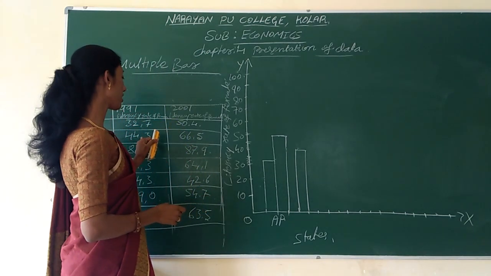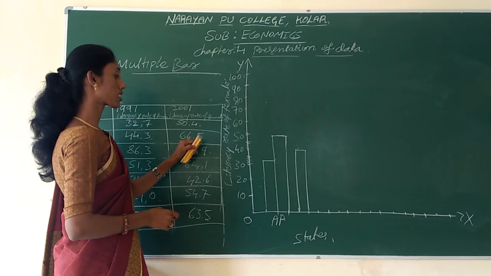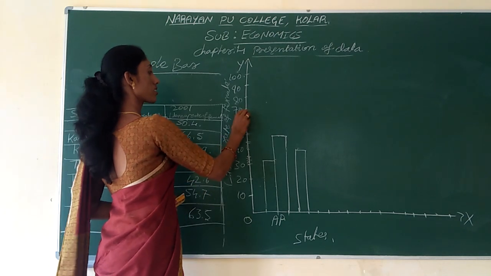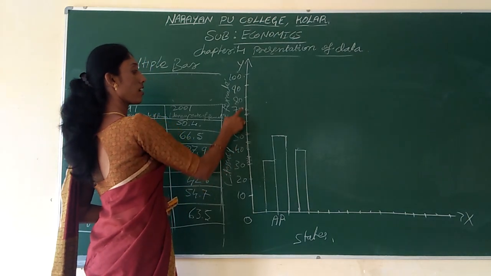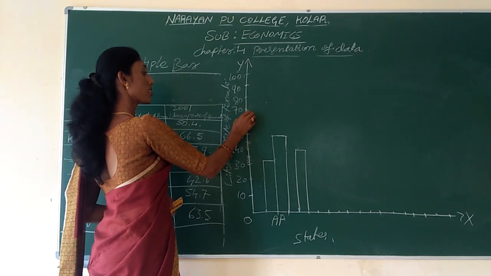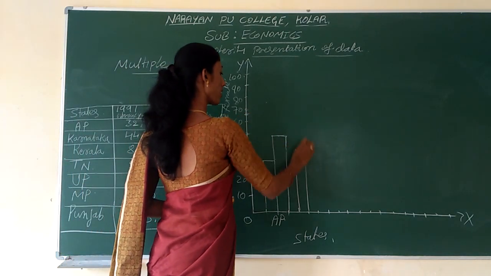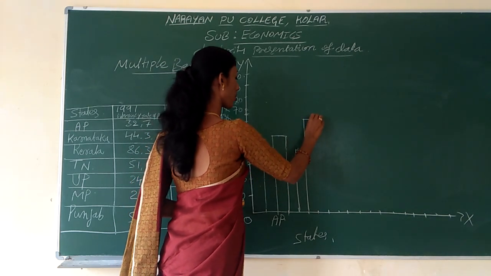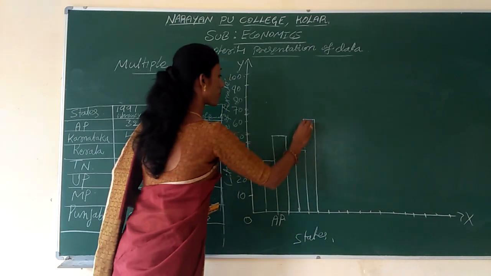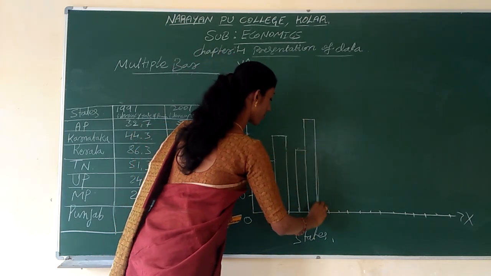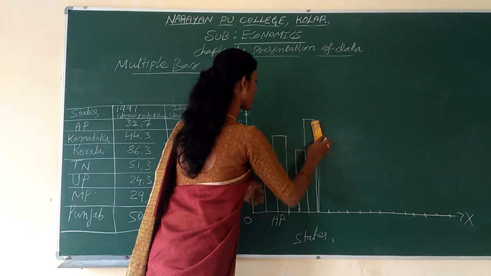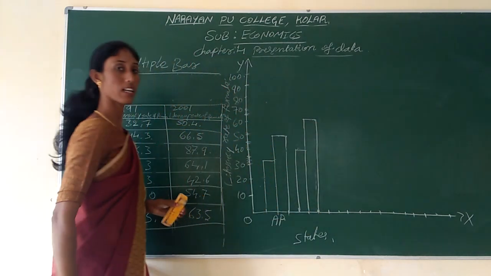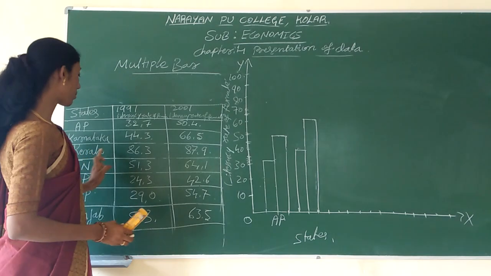Next, in Karnataka, the literacy rate increased to 66.5. 66.5 means 65, 66, 67, 68, 69, then we will get 70, right? 66 means after 65 take a slight increment. Then go to the next. This is the literacy rate of Karnataka. Next come to our Kerala.